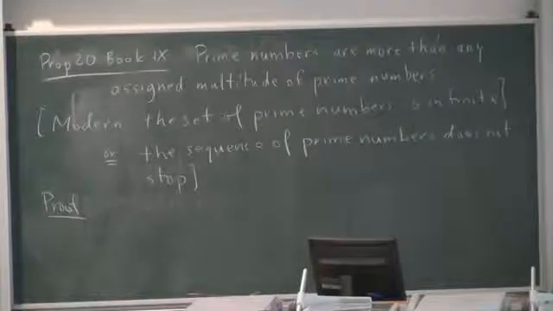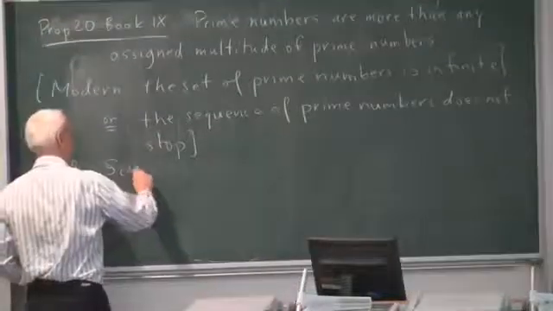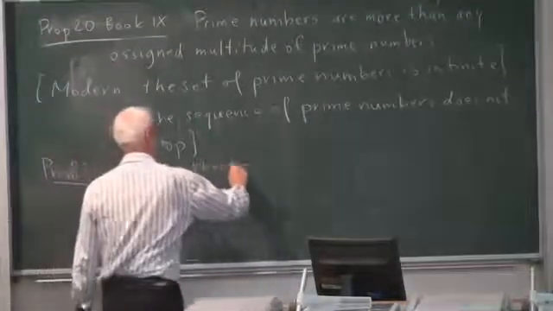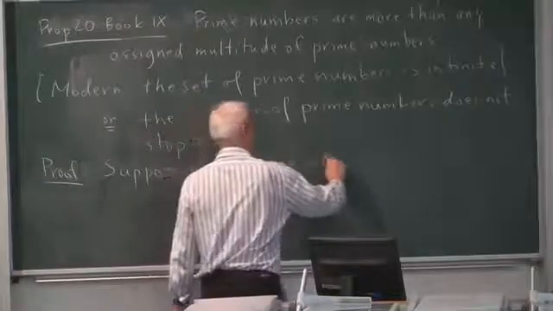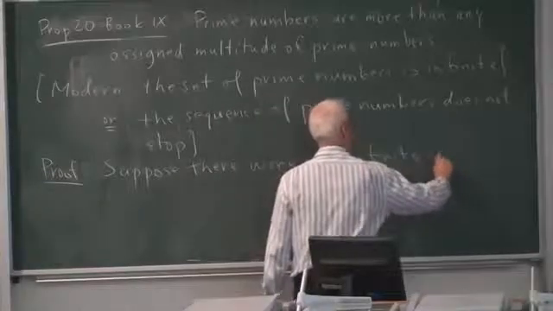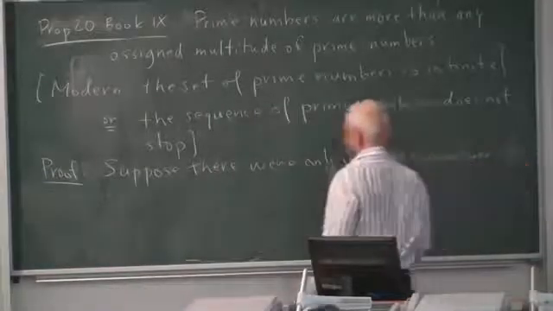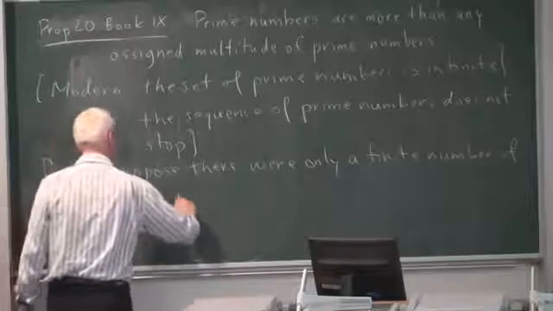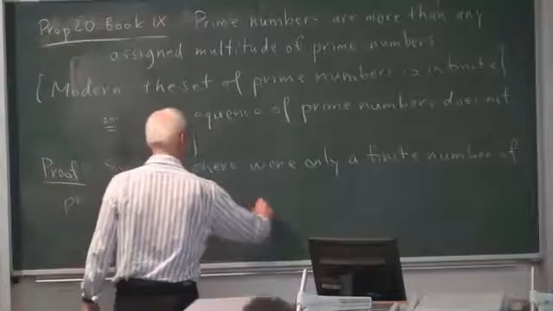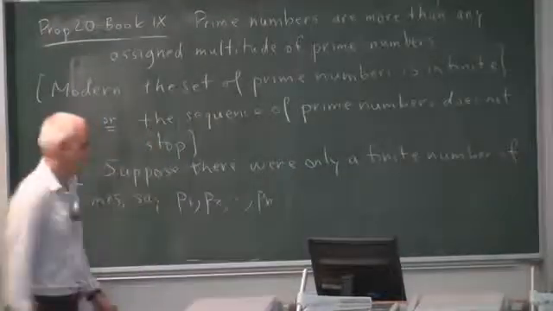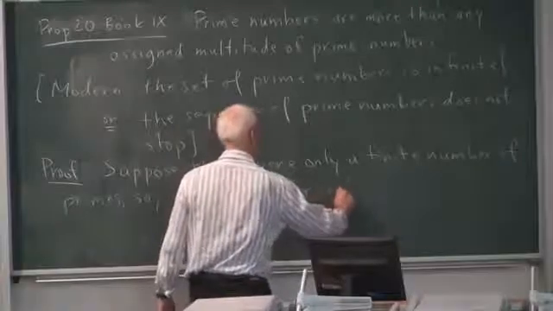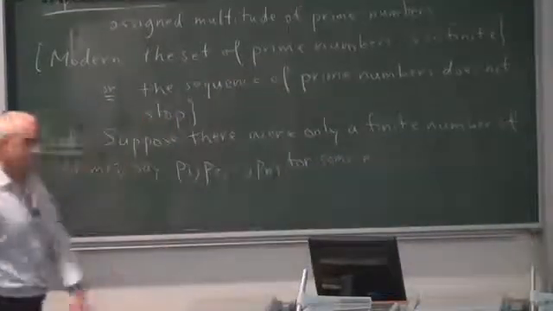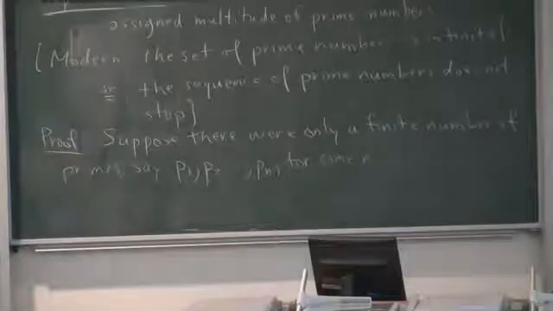And what is the proof? Well, suppose there were only a finite number of primes. Let's say P1, P2, up to Pn for some n. Okay, suppose that there are only a trillion primes. So we're going to try to arrive at a contradiction from this. We've got to try to show that this is actually impossible.